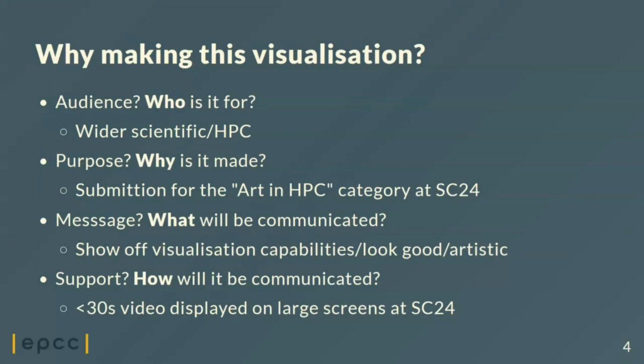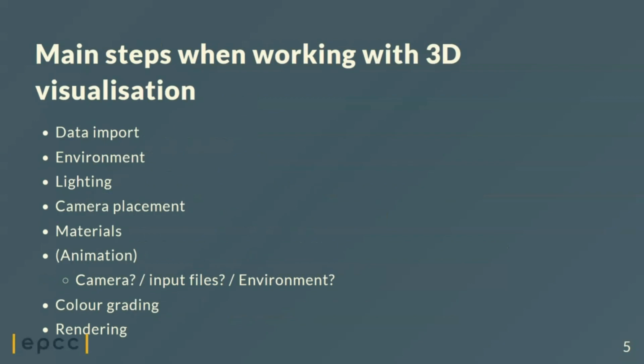Once we have all of that answered, we go through the main steps when working with 3D visualization. The first step is importing data. This is a summary, and I will go into detail on most of these steps just now. First, importing data, then working with environment and lighting. You see in this visualization the raw simulation from Andrew, or part of it, but a large part of this visualization is also everything else around it, and that's what makes it look different. Then we talk about the camera placement. What does a viewpoint change in terms of how it will finally look and what kind of message it can bring.